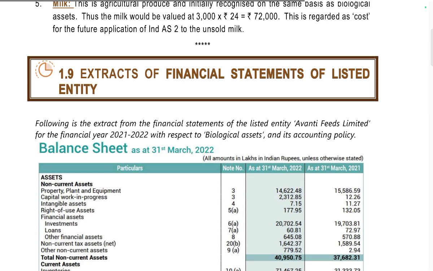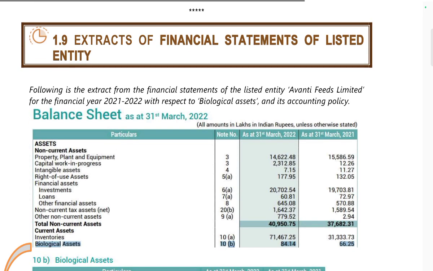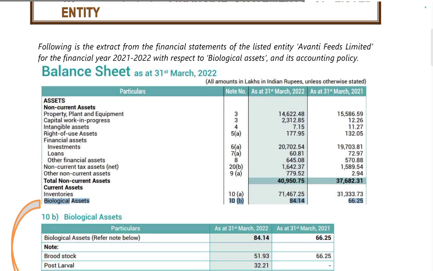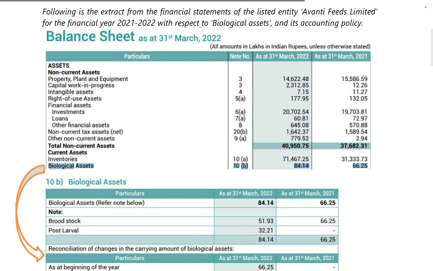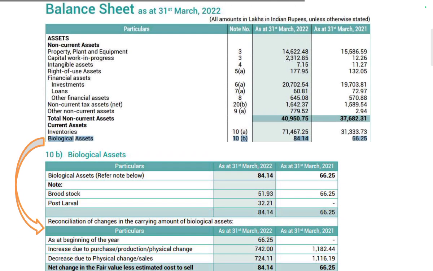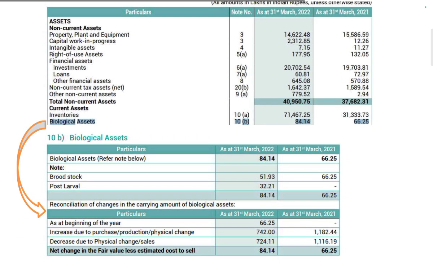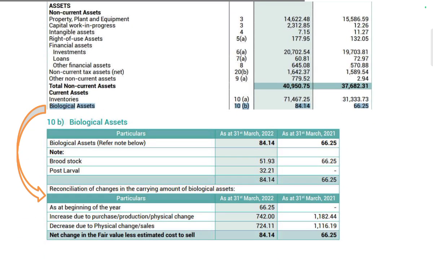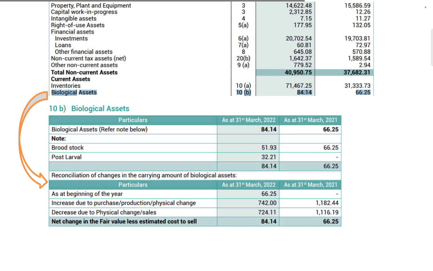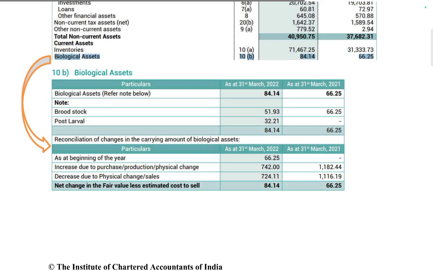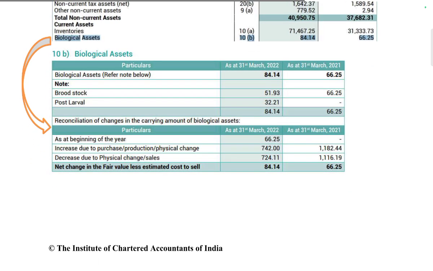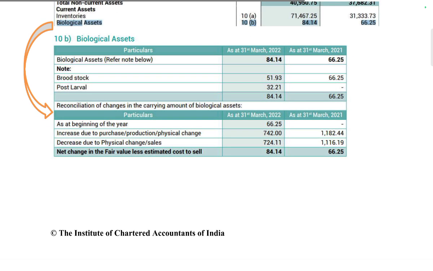Extract of the financial statements of listed entities. The following is an extract of the financial statements of a listed entity, financial year 21: biological assets. Property, plant and equipment, capital work in progress, intangible assets, right-of-use assets, financial assets: investments, loans, other financial assets, non-current tax asset net, total non-current assets, and current assets: inventories, biological assets.